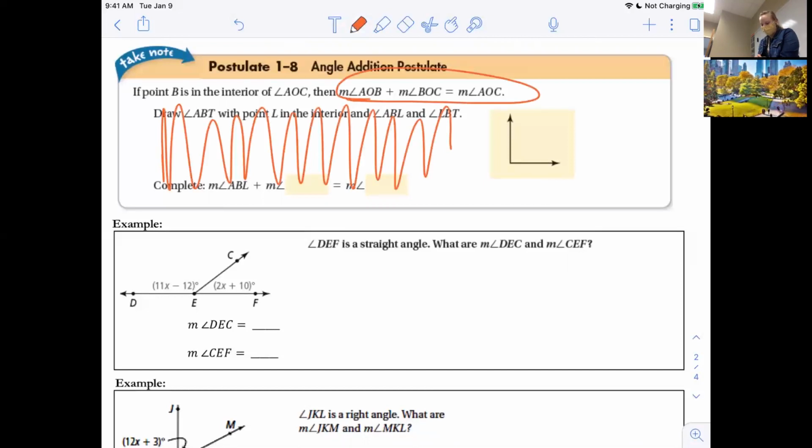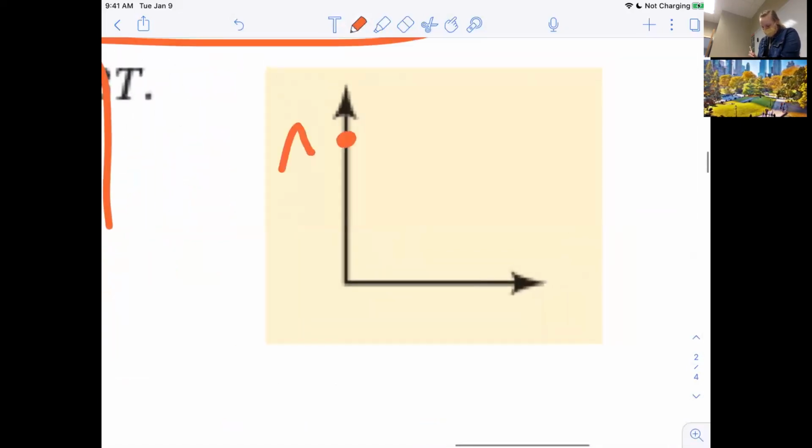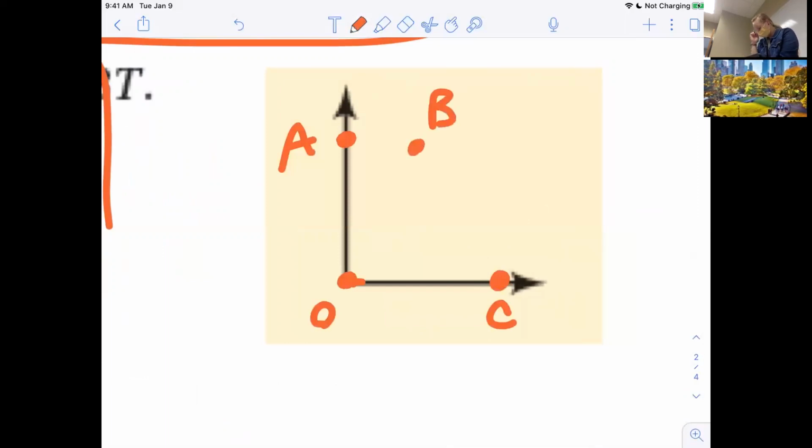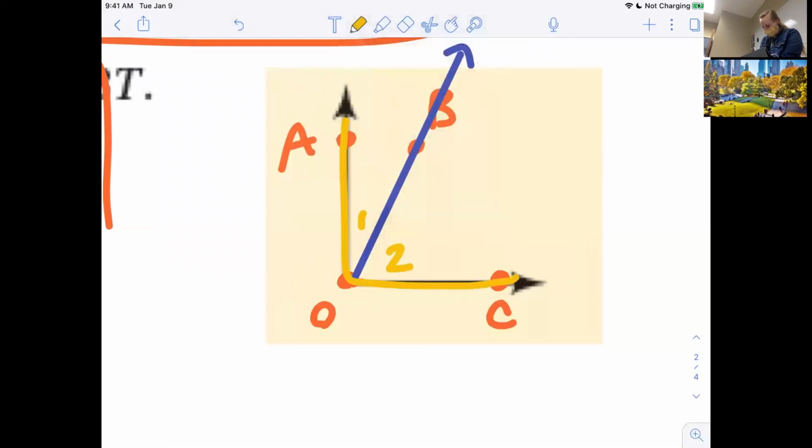It says if point B is on the interior of angle AOC, well, let me label angle AOC. And B is on the interior, so it's somewhere in here. I'm going to cheat so it's not right in the middle. Now we're going to draw a ray from O to B. And now I have three angles. I have one, I have two, and then the whole is three.